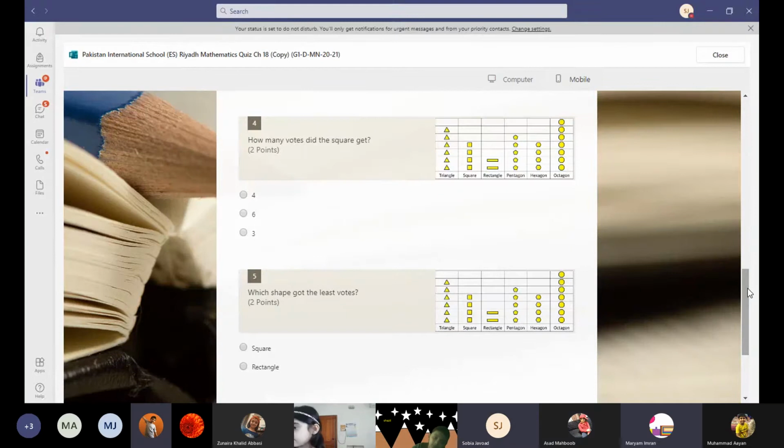Okay. Which shape got the least votes? It's a rectangle.